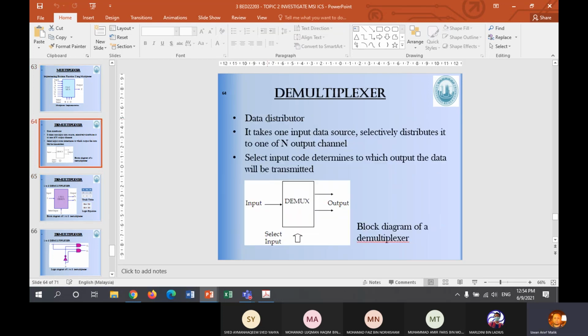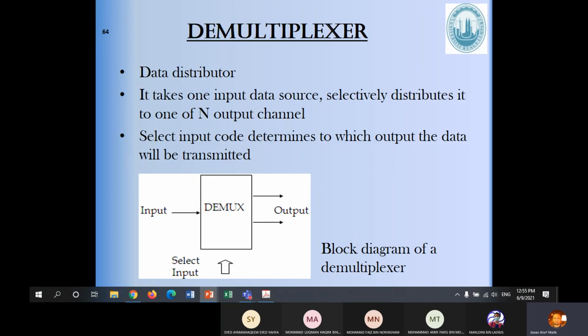Okay, so now kita masuk di multiplexer. So just now, multiplexer is known as data selector, where you have several inputs and only one input will be selected to becomes the output. You ada banyak input, hanya satu daripada input tu akan dipilih untuk jadi output. So dia select lah input. But for demultiplexer, it is known as data distributor. Dia distribute pula. Okay, multiplexer dia select, demultiplexer dia distribute.